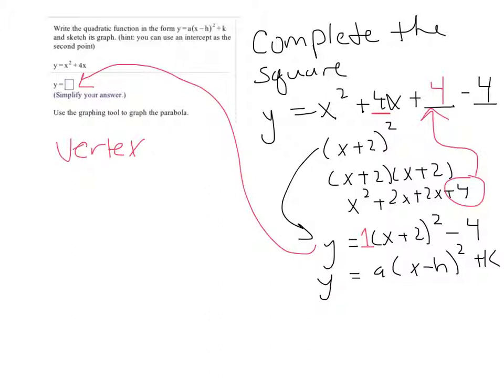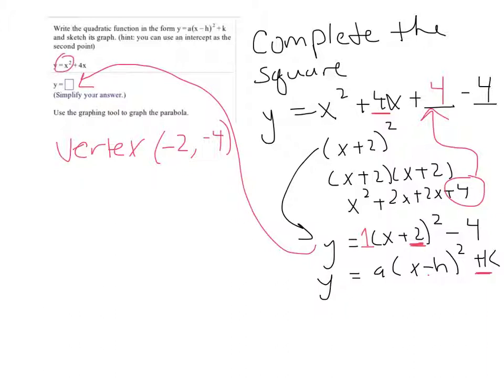Our vertex would be at the opposite, because the negative means opposite, of positive 2, which is negative 2, and then negative 4. The reason we don't do opposite on that is if you fit the form here. So my vertex is negative 2, negative 4, and when we graph it we know this is a parabola opening up because I have a positive x squared.